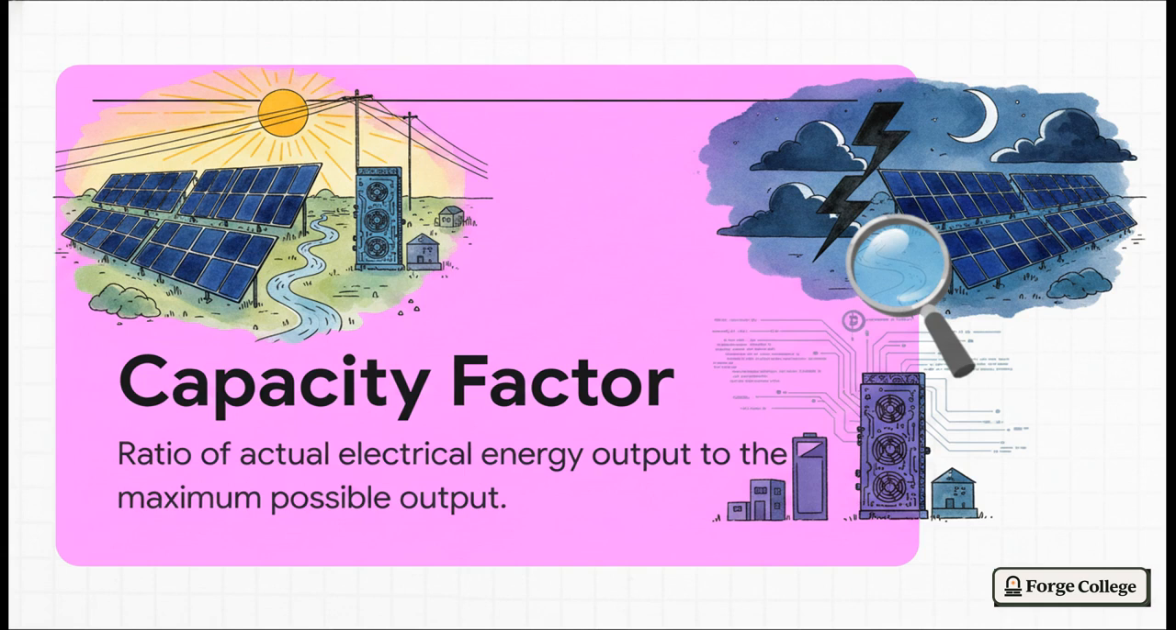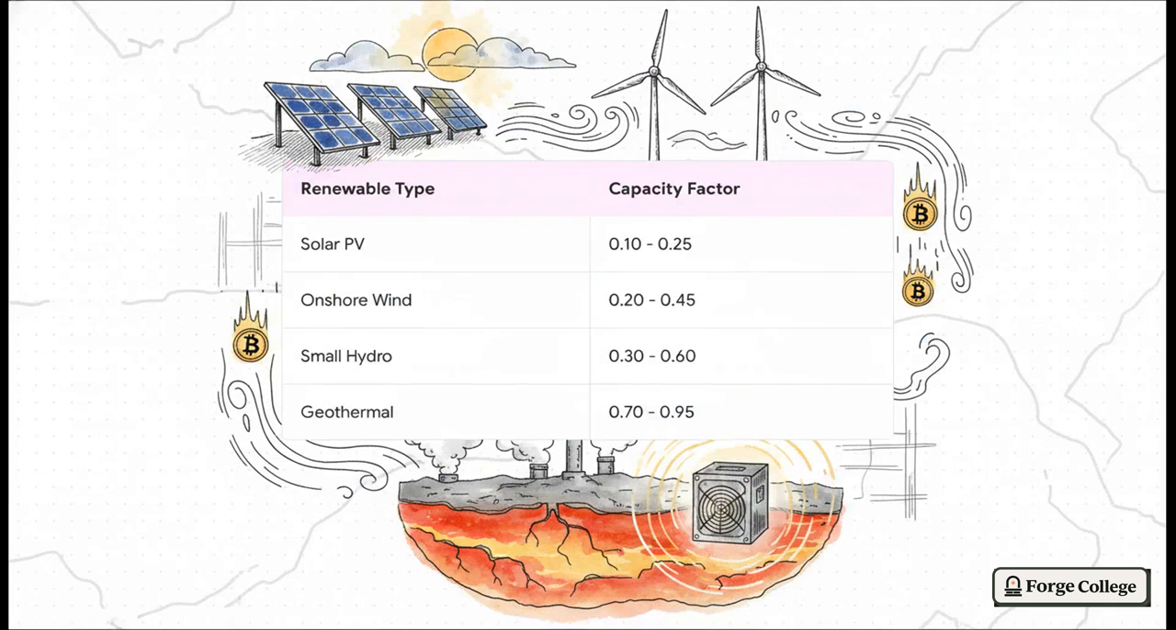Simply put, it's just the ratio of actual electrical energy generated compared to the maximum possible output over that same time. Because as it turns out, a massive 100-megawatt solar farm is notoriously bad at its job during the night shift. Looking at the actual data really puts this into perspective. Utility solar sits at around a 10 to 25% capacity factor, mostly due to clouds and, well, the Earth rotating. Onshore wind is a bit better, at 20 to 45%. But check out geothermal down at the bottom. It provides this incredibly stable, near baseload capacity factor of 70 to 95%.